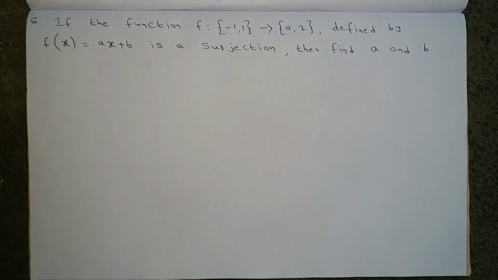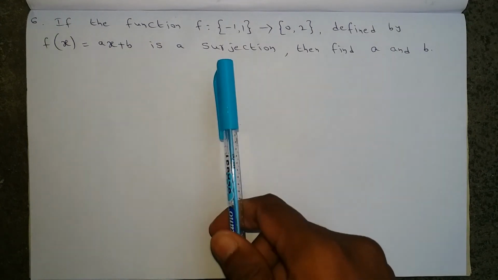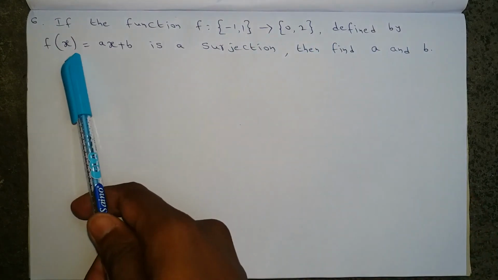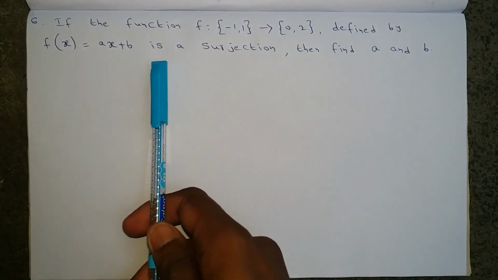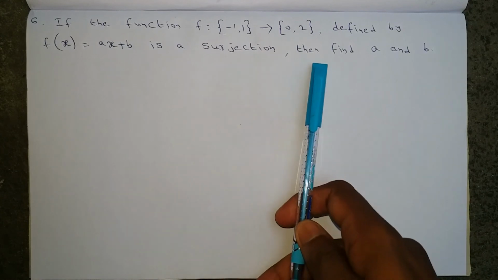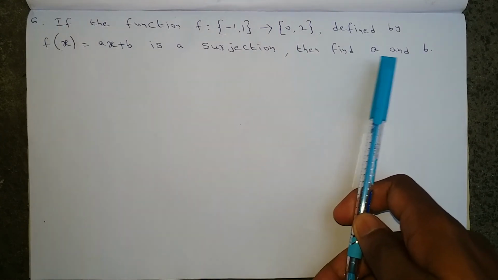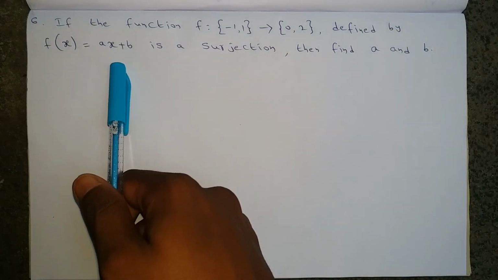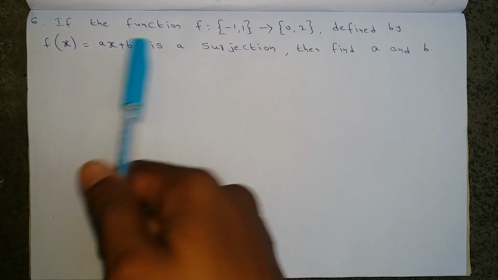Okay, now come to the sixth question. If the function f is defined from [minus 1, 1] to [0, 2] by f of x equals ax plus b, and it is a surjection, then find a and b. Previously also we did one question like this only, f of x equals ax plus b, then find the a and b values. Now also this one.